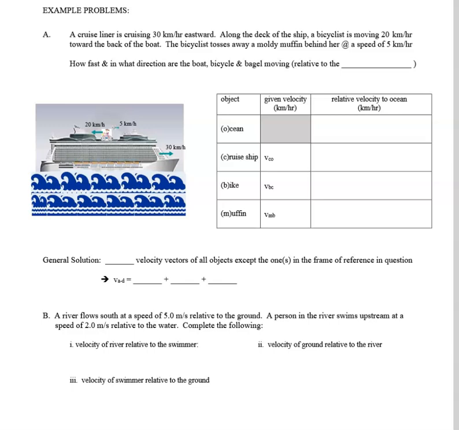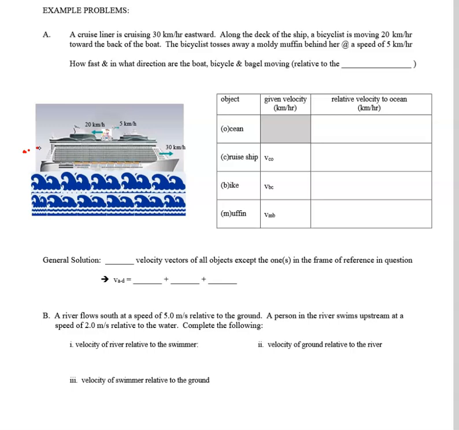So let's pretend we have a scene, right in this picture here, where we have a cruise ship moving in the ocean. And on the cruise ship is somebody bicycling. You can imagine that could happen. Those things are like cities. And the person who is bicycling has a muffin in their hand, and they toss it. You're given the speeds of each one relative to the object they're on, and we can then ask how fast each of these objects is moving relative to some other frame of reference.